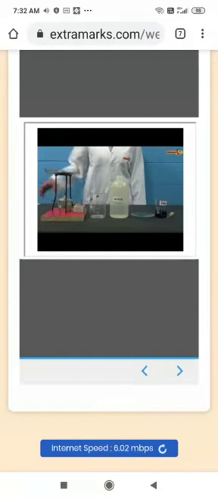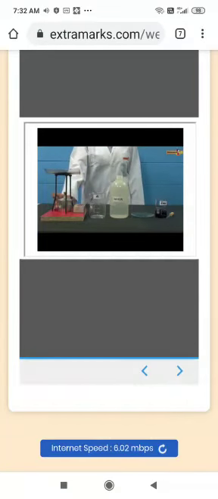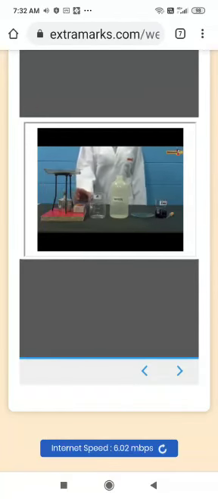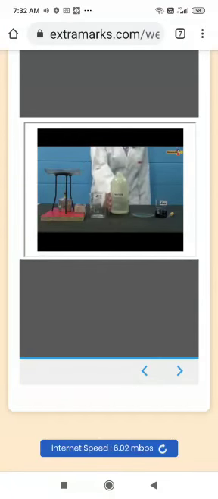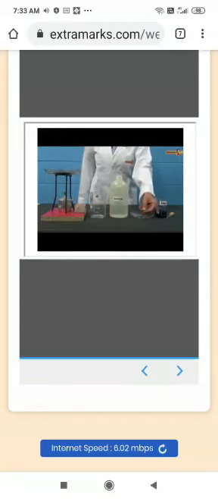For this, we need a tripod stand, a spirit lamp, a wire gauze, a matchbox, a beaker, water, a watch glass, ink, and a dropper.